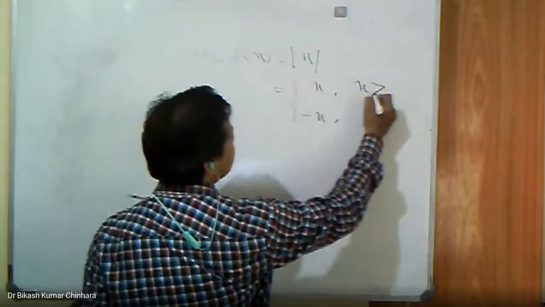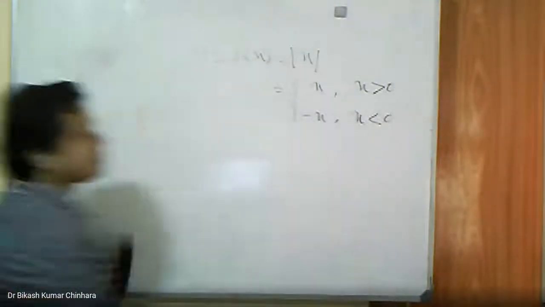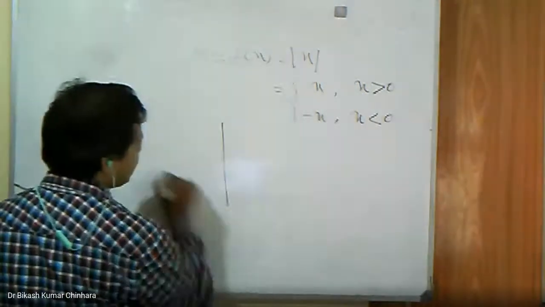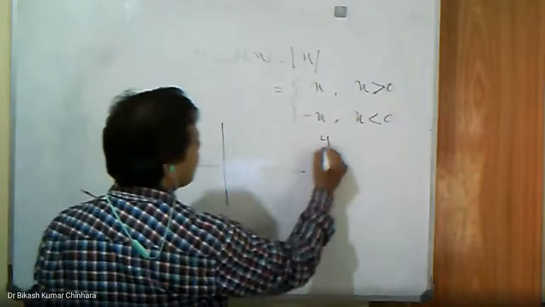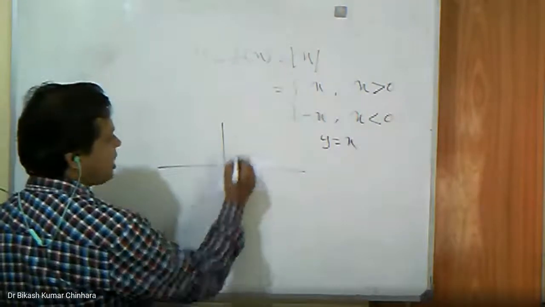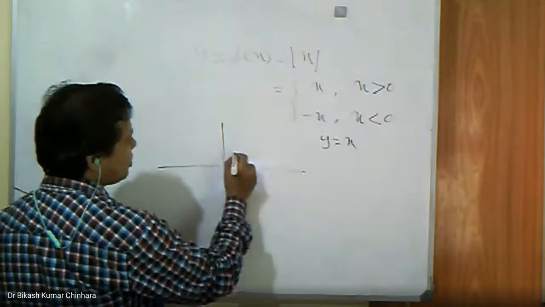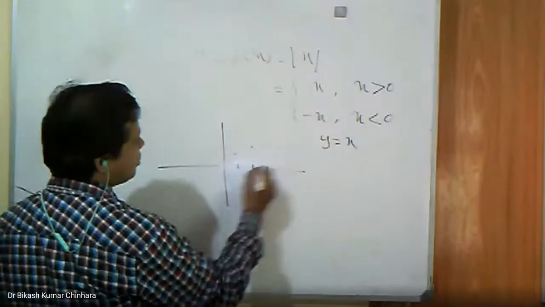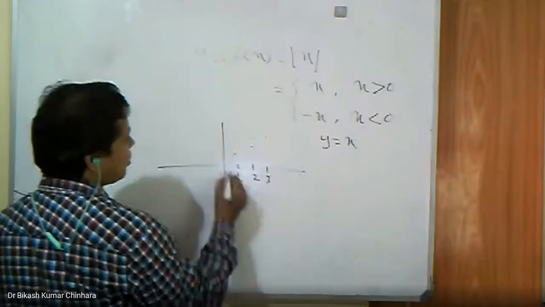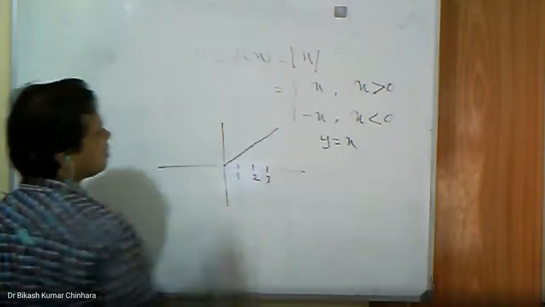So this thing can be written as x and minus x. When x is greater than 0, it will be as it is. When x is less than 0, it will be minus x. So if you are plotting this, in this region your y is equal to x. If x is 1, y will be 1. If x is equal to 2, y will be 2. Like this, this is 1, 2, this is 3, suppose 3. When x is equal to 0, it will be 0. So its graph will be like this.